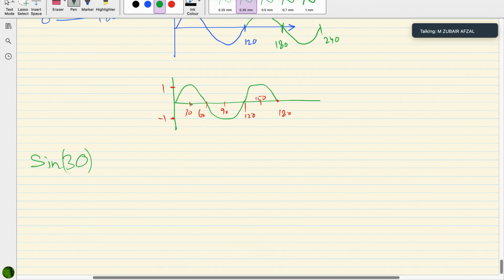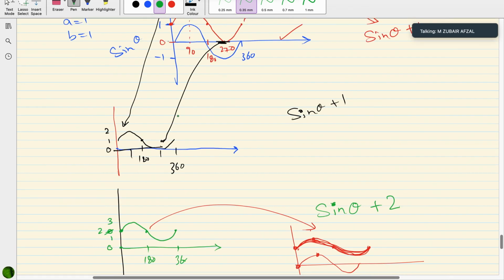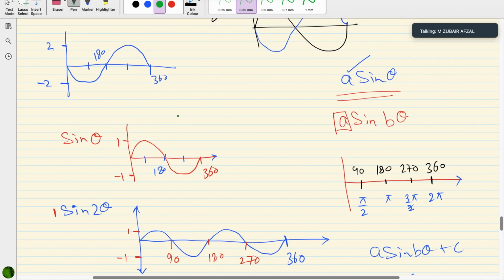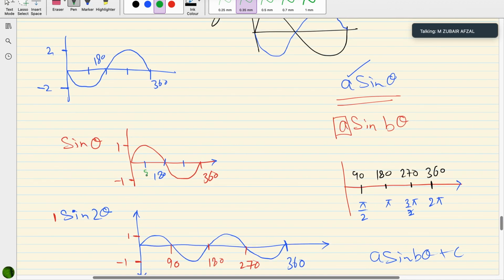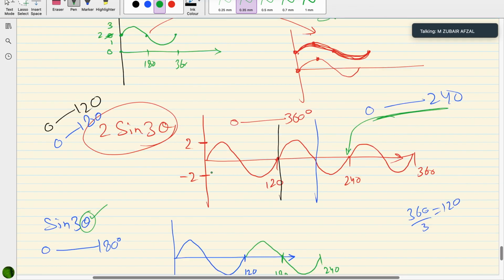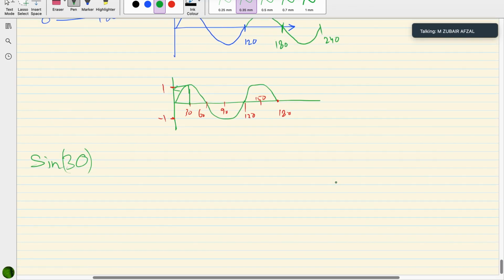Sine 30 is one discrete value. For example, this is 30. So whatever value at 30 it would have in the graph of sine theta. So this was 90, so this is 30. At 30 you will have this value. If you use your calculator, you will get this numerical value. Now we are going to do it with all 3 values.